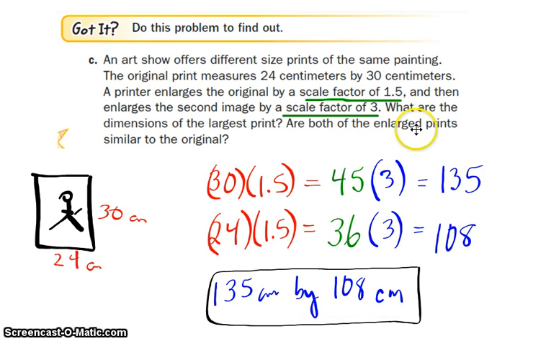And it wants to know, are both of the enlarged prints similar to the original? Yes, they are, because we use the same ratio or the same scale factor each time with each picture. Okay, so we did both of these by 1.5, then we did both sides by 3. And because these are the same ratio or the same scale factor on this one, and then 3 and 3 here, therefore it makes it similar. Okay? So what I need for you guys to do, go ahead and do the guided practice, and we'll see how we end up tomorrow.